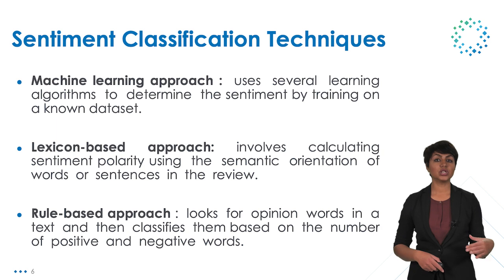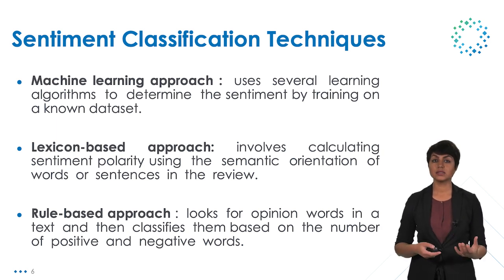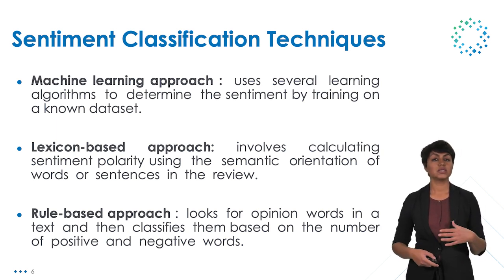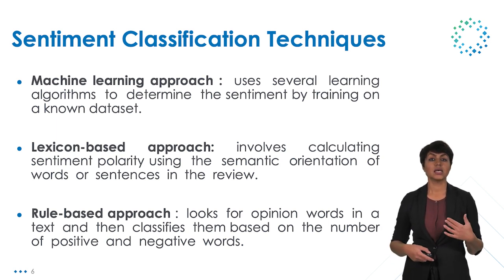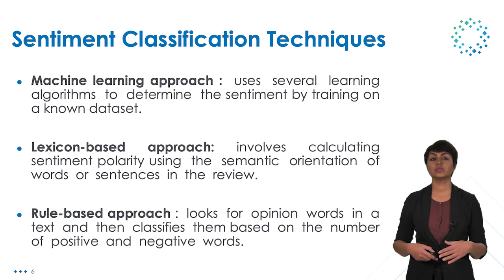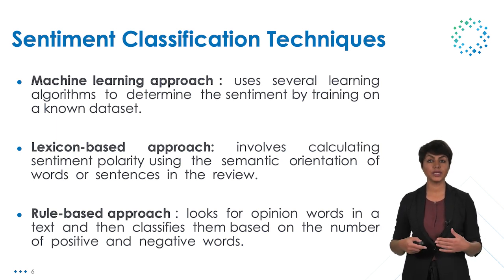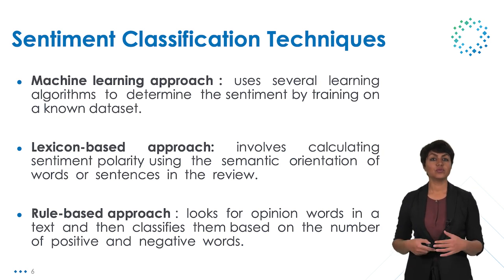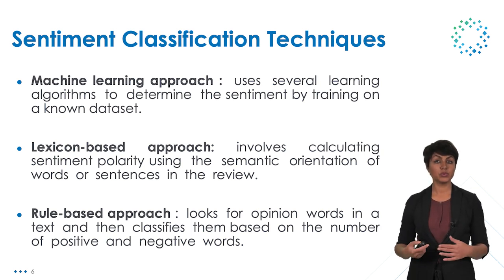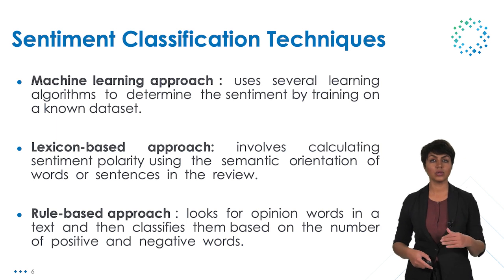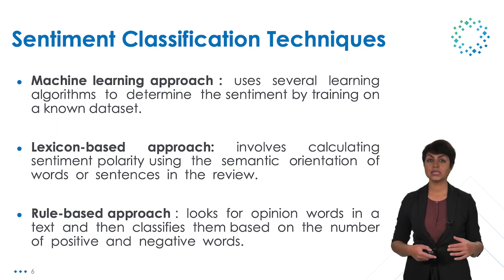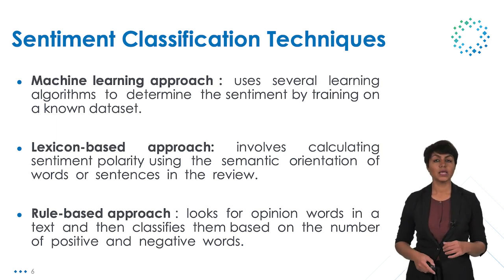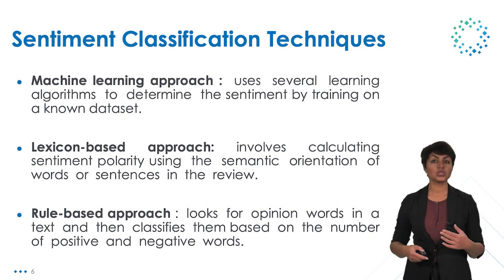On the other hand, there are three different approaches for sentiment analysis. So it is based on machine learning. So it's machine learning approach, which uses several learning algorithms to determine the sentiment by training on known data sets. Lexicon-based approach, which involves calculating sentiment polarity using the semantic orientation of words or sentences in the review. The semantic orientation is a measure of subjectivity and opinion in text.